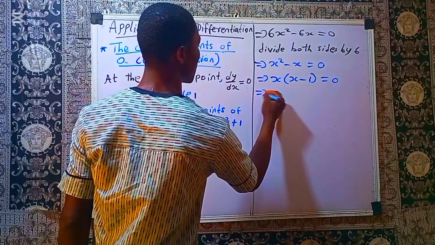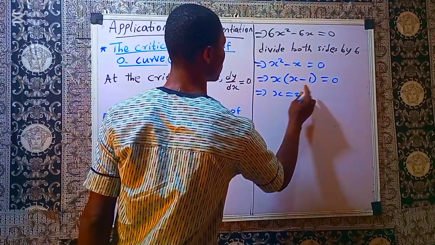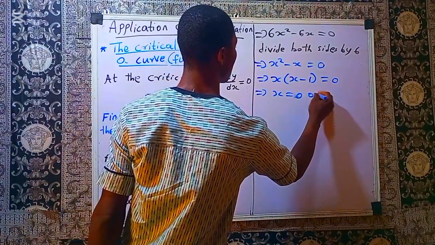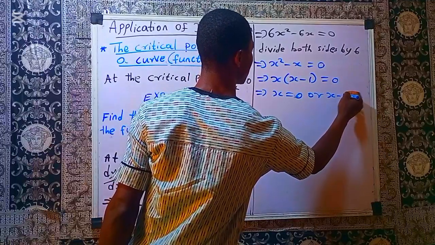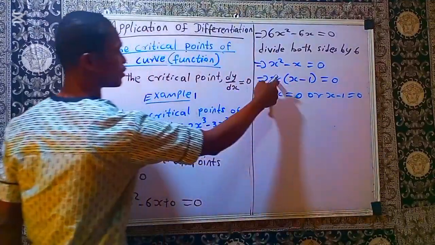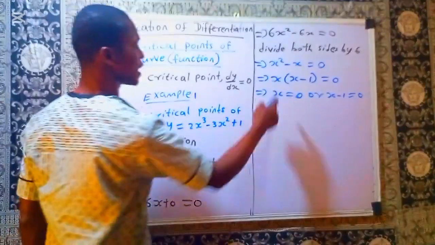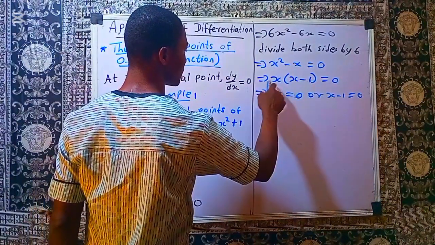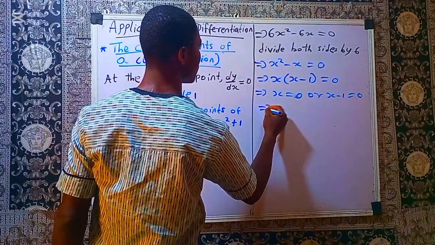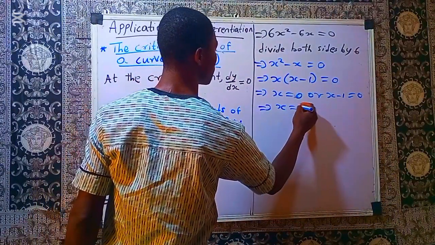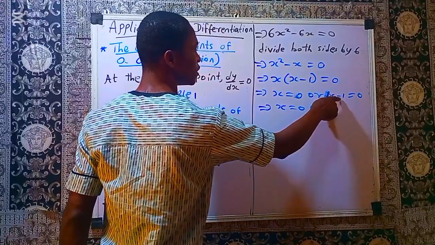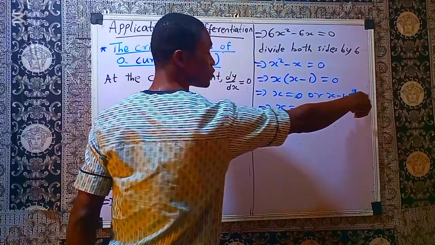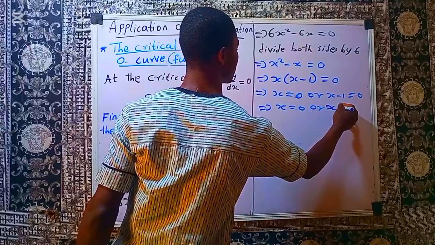So this implies that what? x is 0, or x - 1 is what? 0. So one of them must be 0, right? So either x is 0 or this is 0. That's the only time the product will give you 0. So this implies that x is 0, or if you move minus 1 to this side, it will change to positive 1, so x equals what?